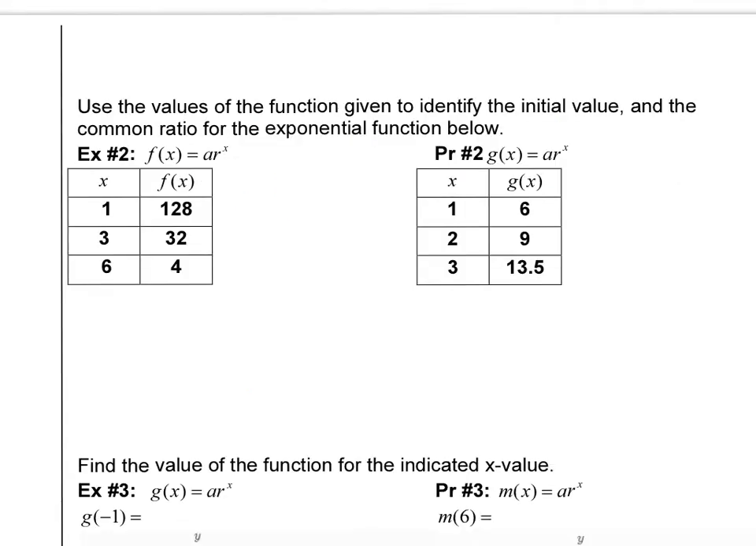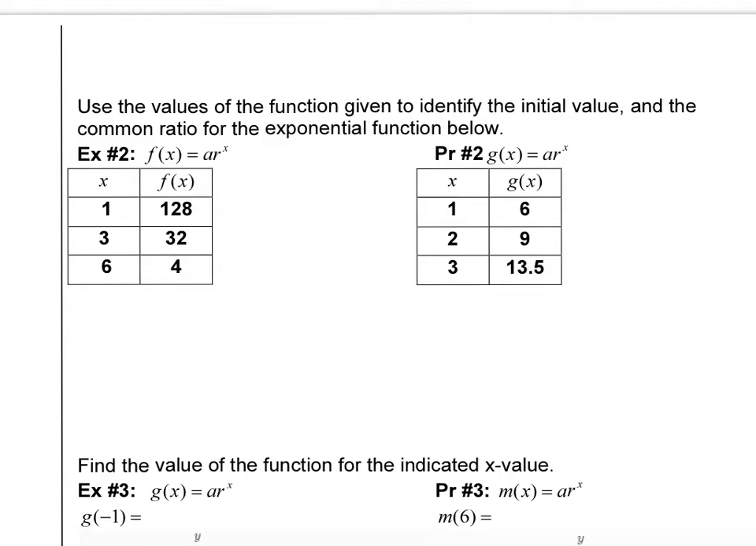Okay, now it says use the values of the function given to identify the initial value and the common ratio. So now they're giving us a table. This is very similar to that graph that they gave us in the last video. And they want us to find the a and the r value. And last time I did that by using systems of equations, which we can do here as well. But I wanted to show you something else on a way to find the ratio. A ratio is going to be a ratio of any of these terms. So I can actually say, hey, I know that there's some ratio between 128 and 32 because it went from 1 to 3. So here's what I can actually do.